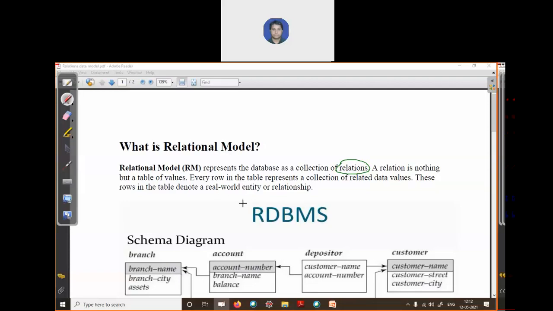So this is how you can define the relational model. The relational model is nothing but a collection of relations. And what is a relation? A relation is just representing your data in the form of tables.